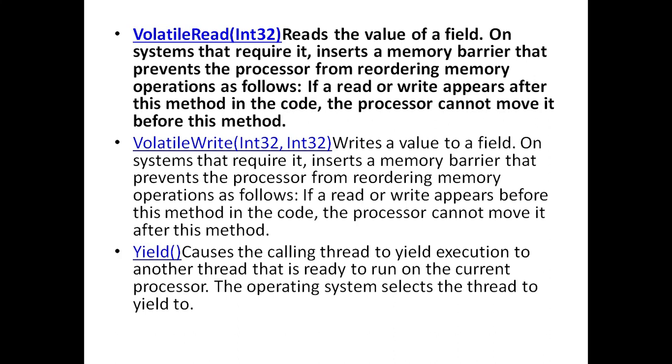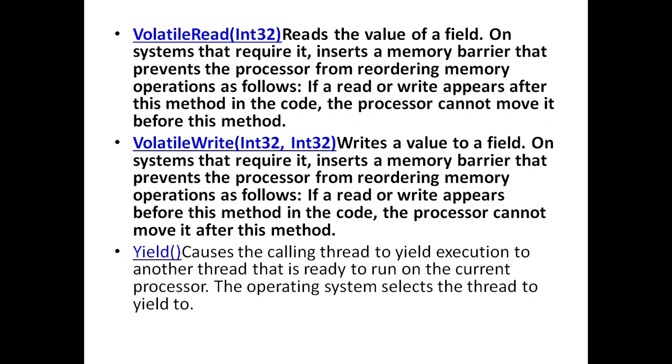VolatileRead with an integer value reads the value of the field. On systems that require it, it inserts a memory barrier that prevents the processor from reordering memory. The operation works as follows: if a read or write appears after this method in the code, the processor cannot move it before this method.